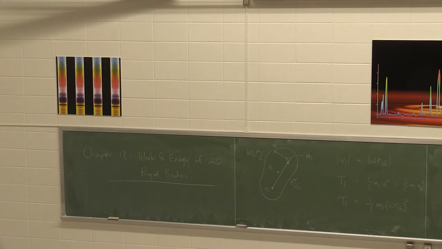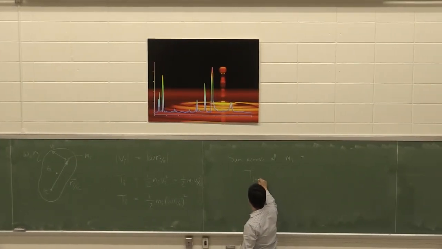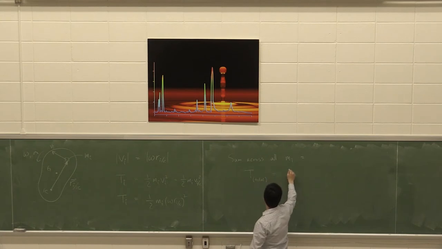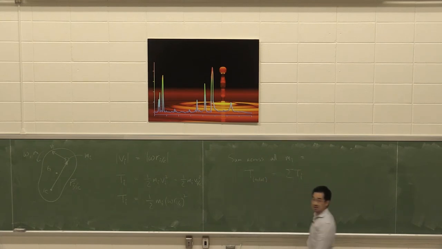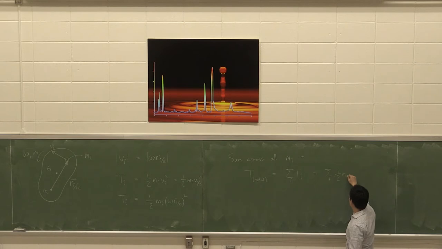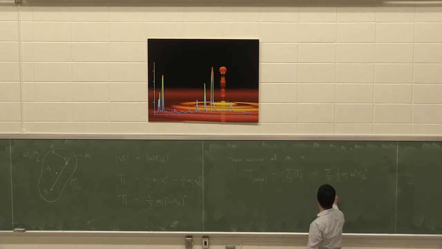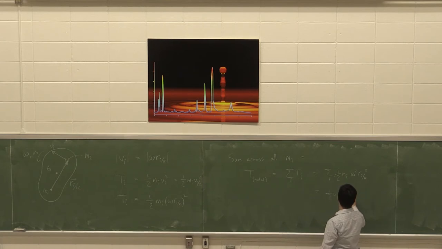And so our total energy for the rigid body must be the sum of all of my little bits of kinetic energy: the sum over i of 1/2 mi omega squared ri/IC squared. So I'm going to factor out my 1/2 omega squared, leaving the sum of mi ri/IC squared.